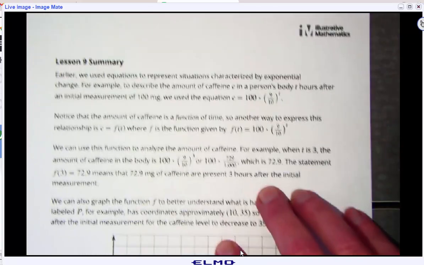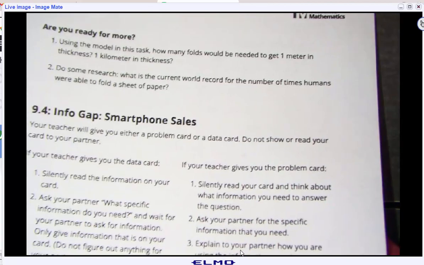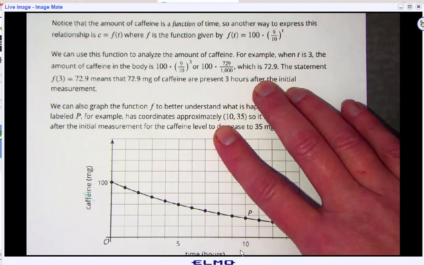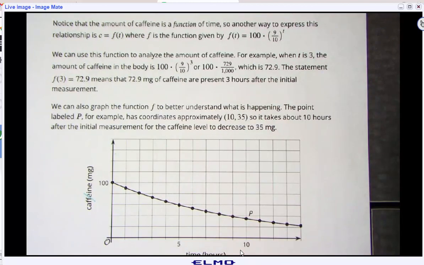All right. Breeze through that summary that we have there. Section 9.4 is an info gap. We're not going to do that part, so cross that part off. And you can review this stuff here. You see those series of points that we talked about if we're looking at those.